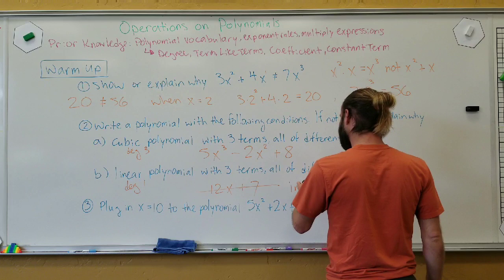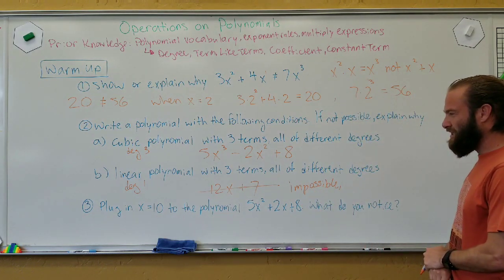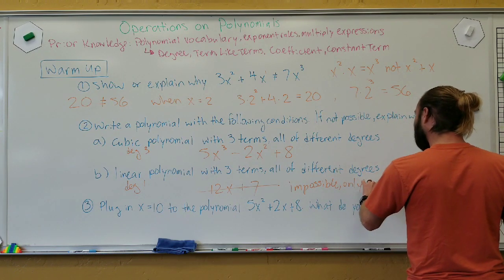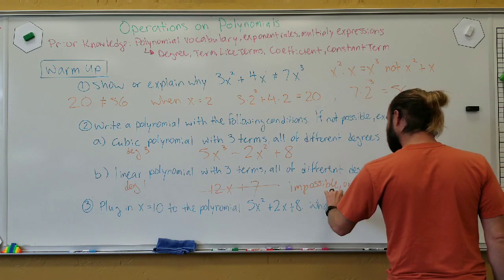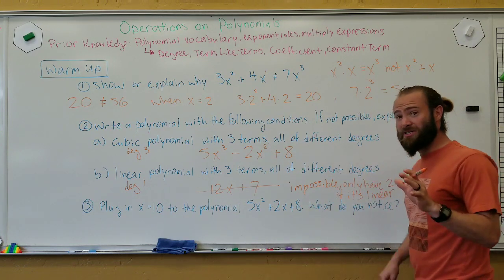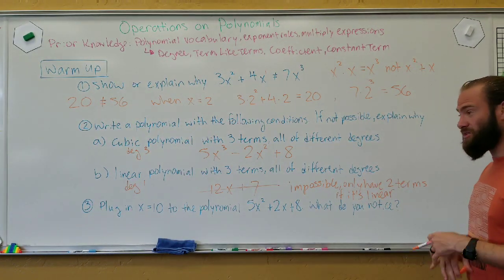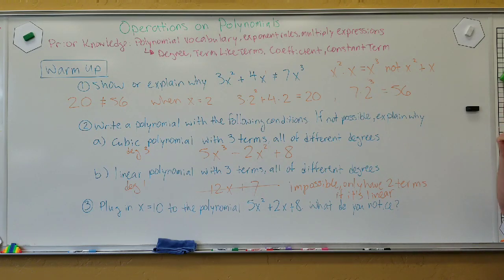This is impossible. And how would we describe this? I guess we could say we can only have 2 terms if it's linear. And remember, I want to see that you have your own wording for what you said for this originally, not just only mine, okay? And that's probably the best way to describe it. There's different things you could say.